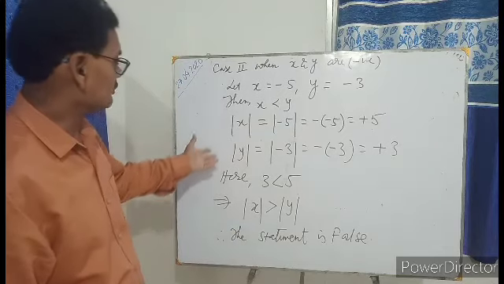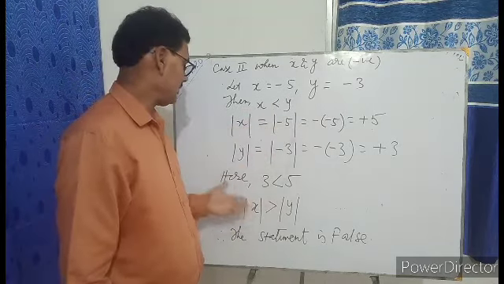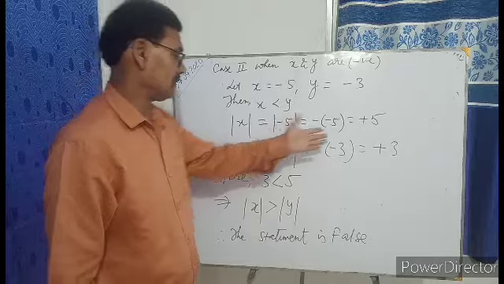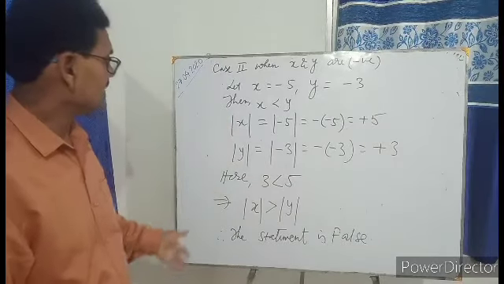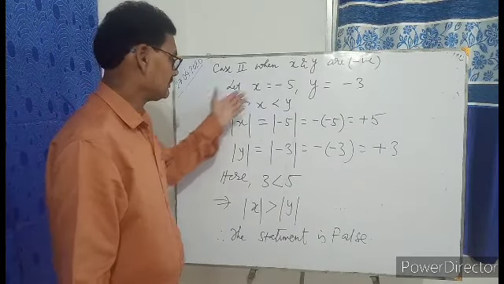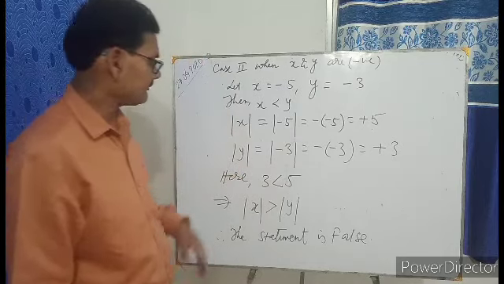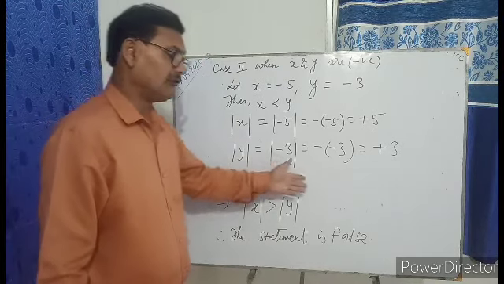Now we have to find the absolute value of x, it is plus 5, and absolute value of y, it is plus 3. And what you observe, the absolute value of x becomes greater than the absolute value of y. Here 3 is less than 5.